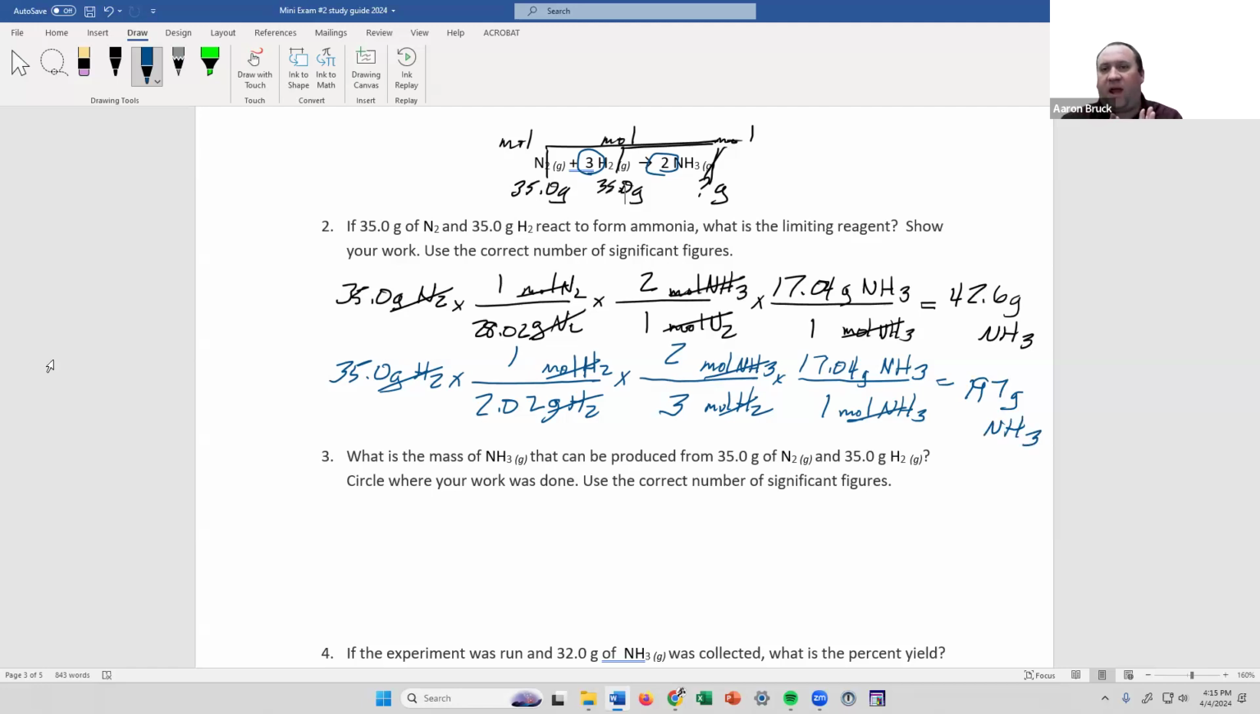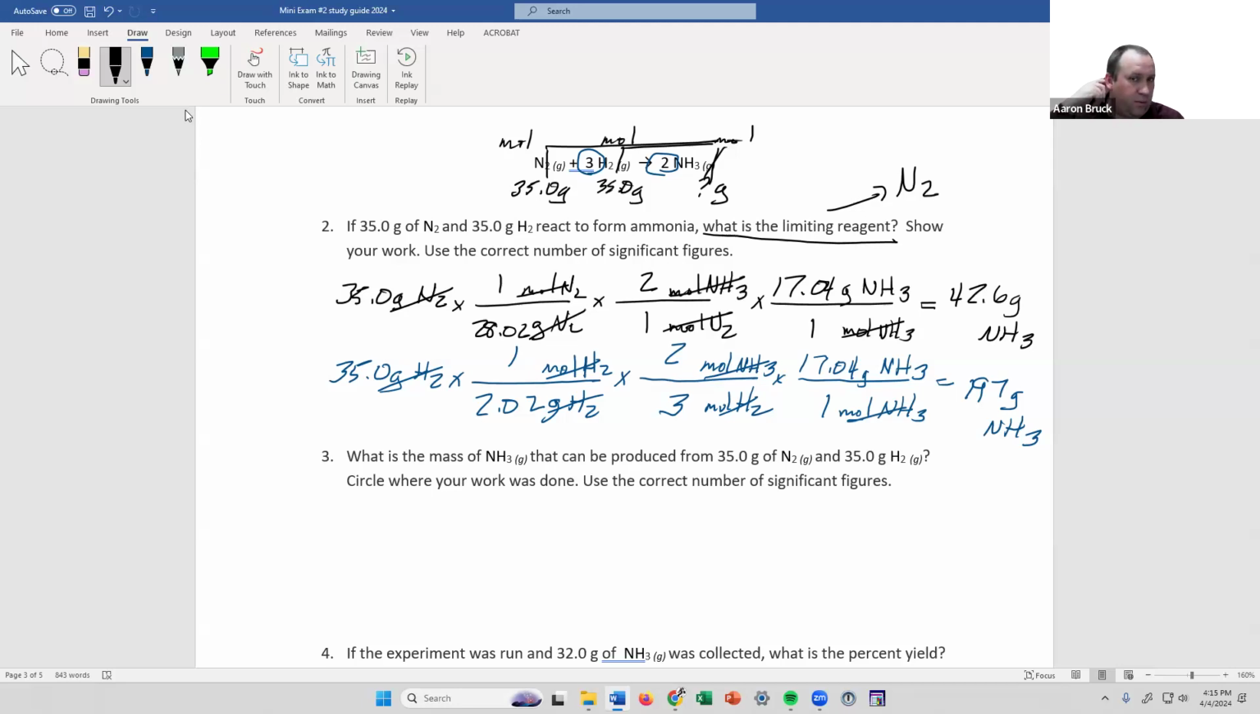Now remember, for limiting reactant problems, we want to focus on the reactant that makes less. The reactant that makes less is the nitrogen. So the answer to the question, what is the limiting reactant? We've got an answer. It's nitrogen. And we now have the evidence and the proof to show so.